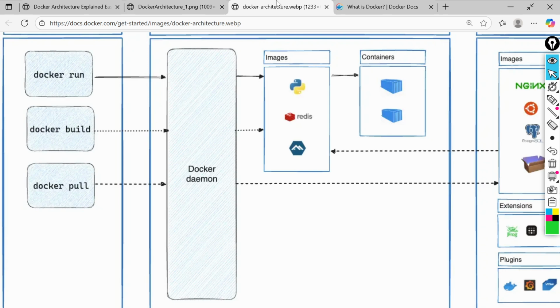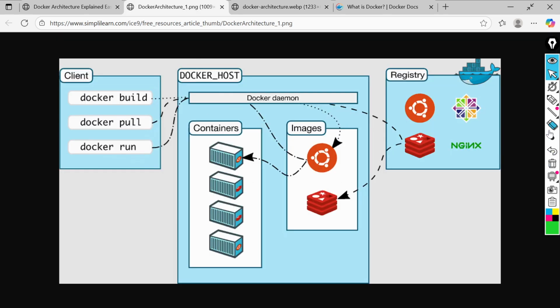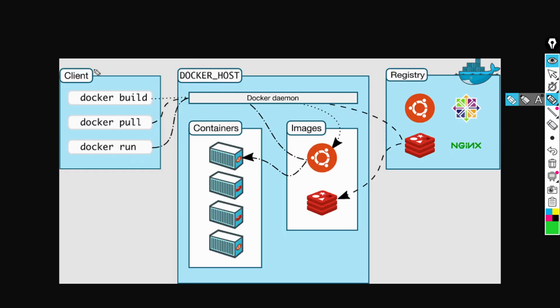Here in the diagram, these are the components we just saw. First is the Docker client, then the Docker host, and then the registry, which is Docker Hub. Let's first understand these dots; later we'll go technical. This dot indicates build, this dot indicates pull, and this dot with a line indicates docker run.